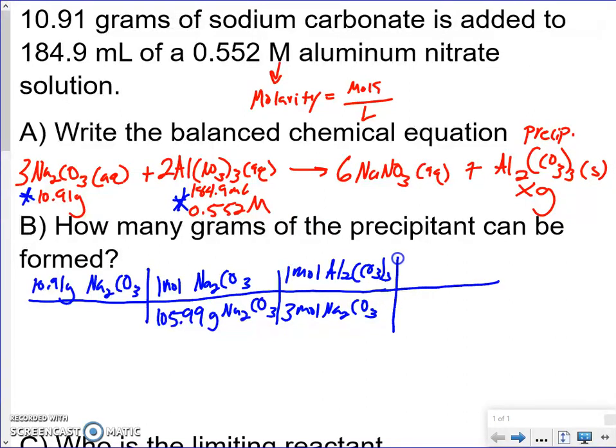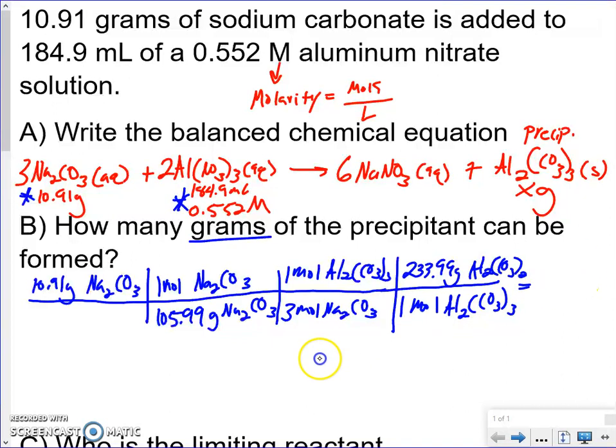All right, and last step is to get into mass because we're being asked for grams. So for every 1 mole of aluminum carbonate, we have 233.99 grams of aluminum carbonate. So I always set them up and I go back and plug everything into the calculator at the same time. So I'm going to go back and actually solve that out in a minute.